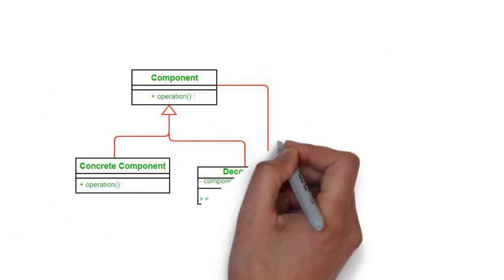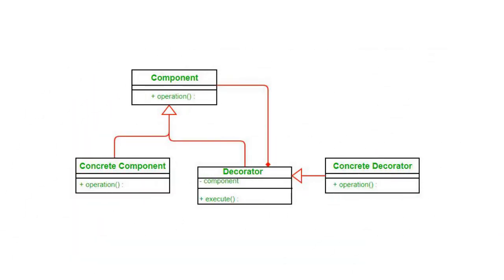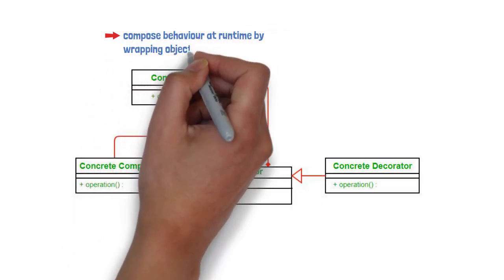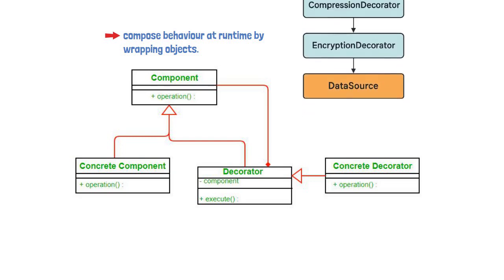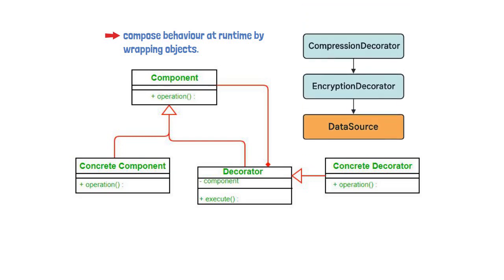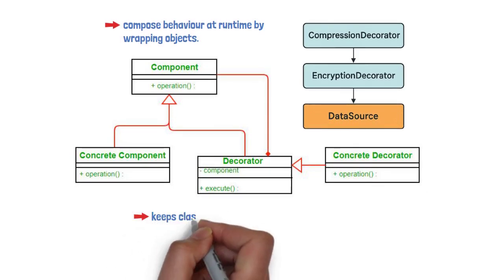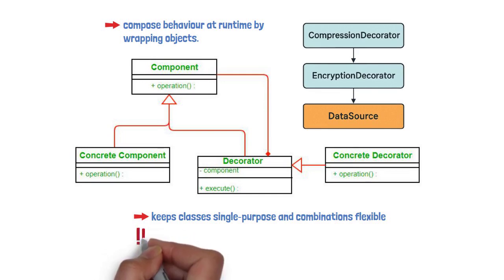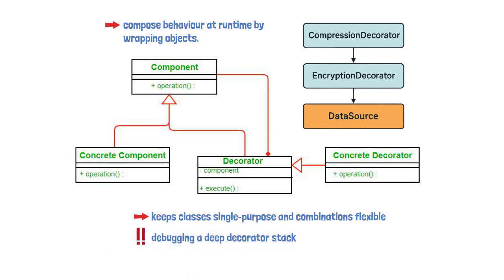Cross-cutting concerns, logging, caching, and encryption are where Decorator shines. Instead of building a big fat service with everything, you compose behavior at runtime by wrapping objects. A plain data source can be wrapped by a compression Decorator, then by an encryption Decorator, each adding its feature before delegating. This keeps classes single purpose and combinations flexible. On the flip side, debugging a deep Decorator stack can feel like peeling an onion, tears included. So, invest in clear naming and logging.